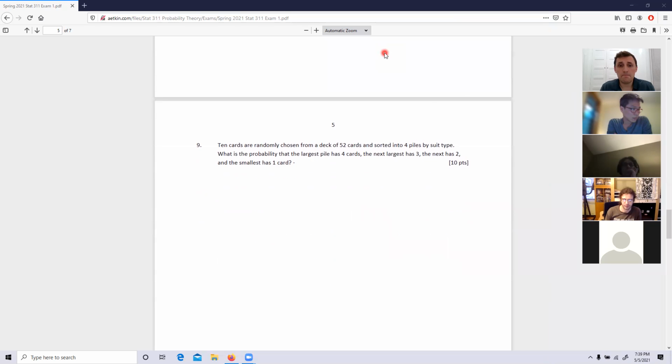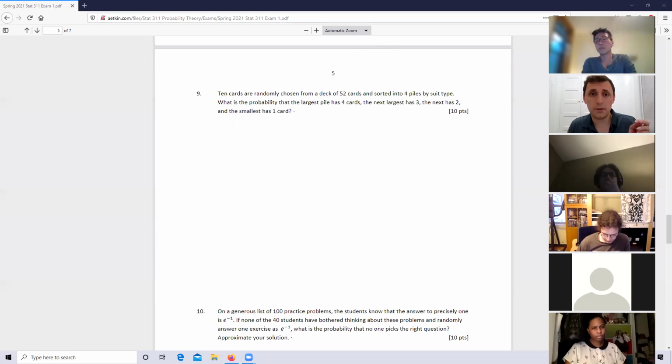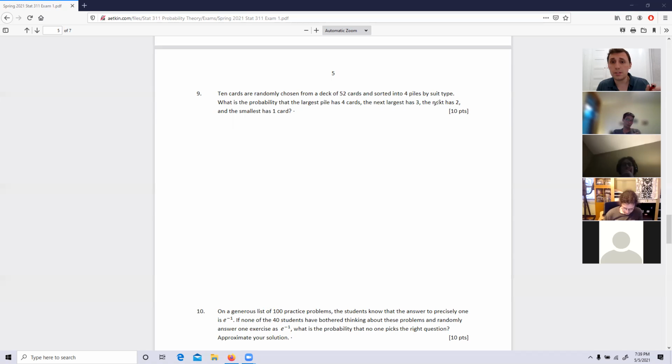All right, we're now doing 9. Ten cards are randomly chosen from a deck of 52 and sorted into 4 piles by suit type. Okay, so we take 10 cards and we sort by suit type. What is the probability that the largest pile has 4 cards, the next largest has 3, the next has 2, and the smallest has 1 card? Make sense? So 10 cards and by suit type.